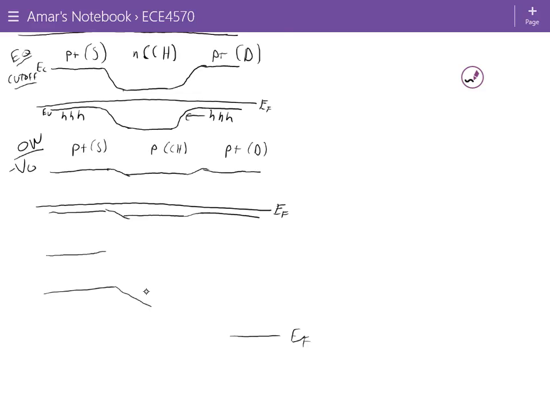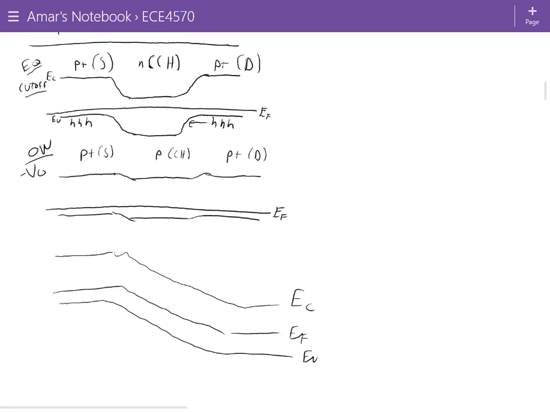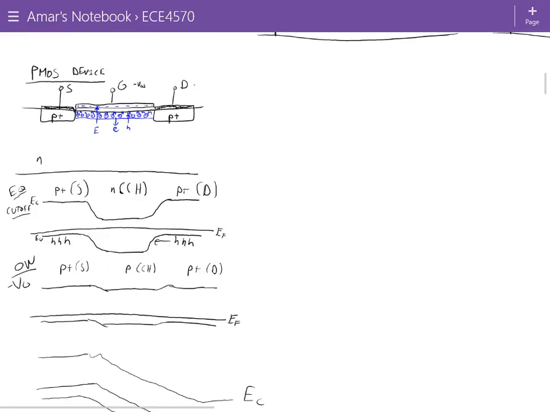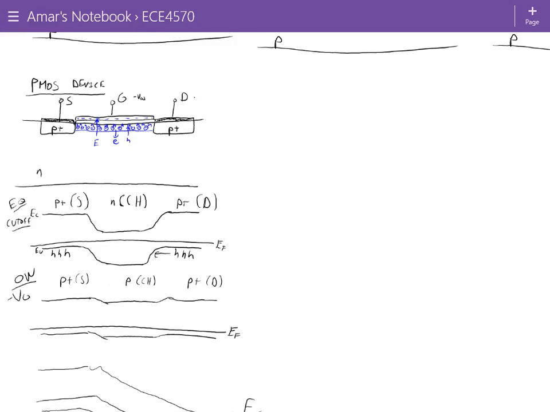And then it's going to be connected like this, and you'll have one of those diagrams which looks like this. Like we saw in the last class period, remember we spent a little bit of time on what happens when you apply a drain to source voltage to the device. So I'm not going into all the details of that, because we did that for a PMOS device already in class.